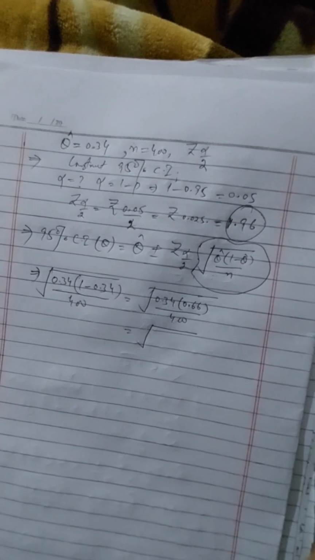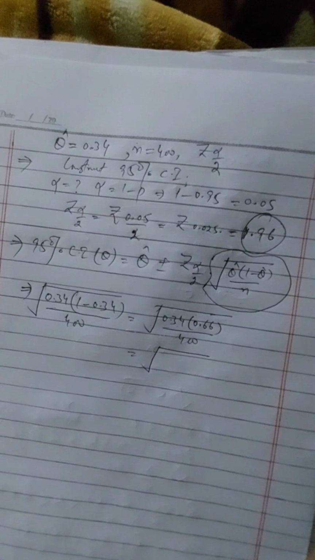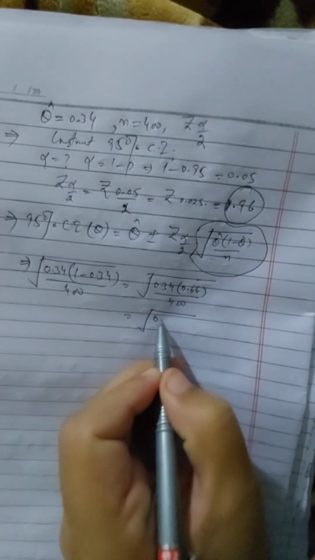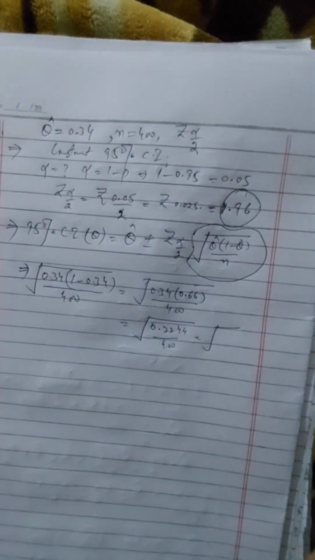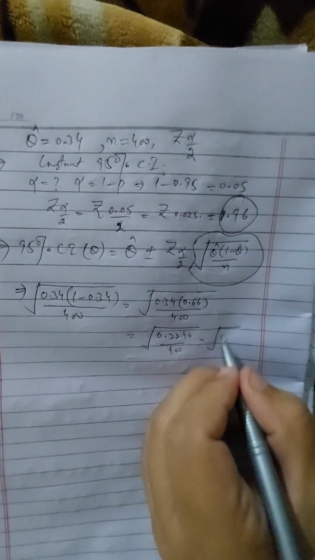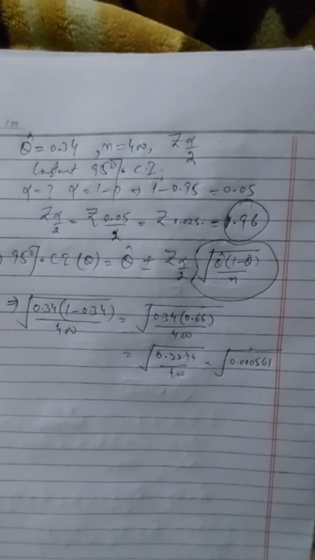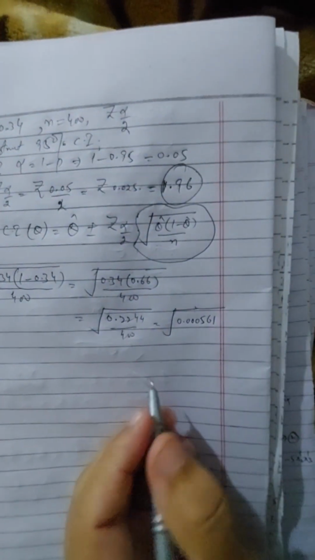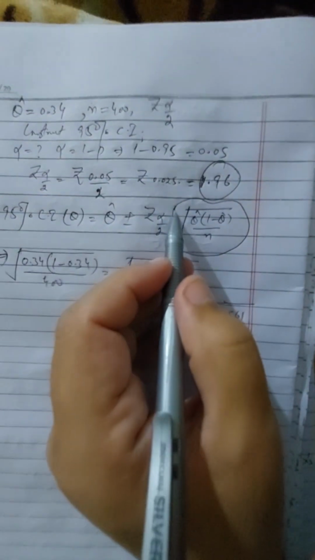So calculating the numerator part, let me calculate 0.34 multiplied by 0.66. It gives us 0.2244 divided by 400 under the root. So dividing it by 400, it gives us a value of 0.000561, and taking the square root of it gets us a value of 0.023. So this is the value of this factor.